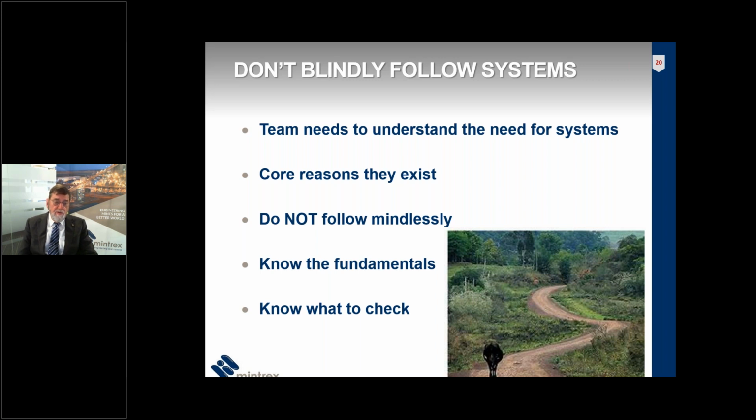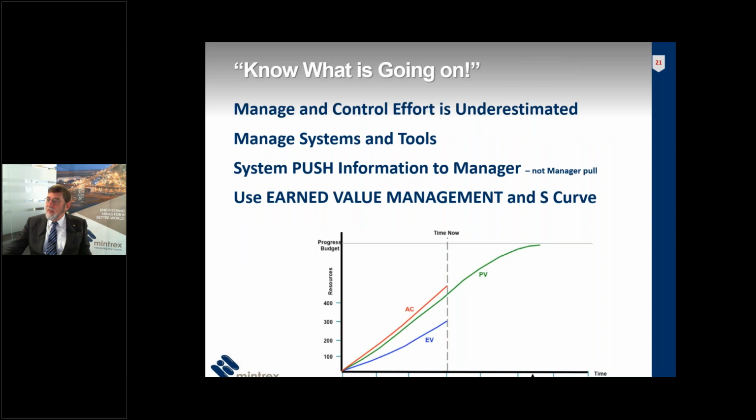It's a famous poem by Samuel Foss, and it goes to this issue of blindly following systems without understanding what you're trying to achieve. And it won't be important providing nothing goes wrong, but understanding the core system requirements is usually very important when things go wrong. So understand what you're trying to achieve. And one of the best ways of knowing what's going on is using earned value management and the S-curve.